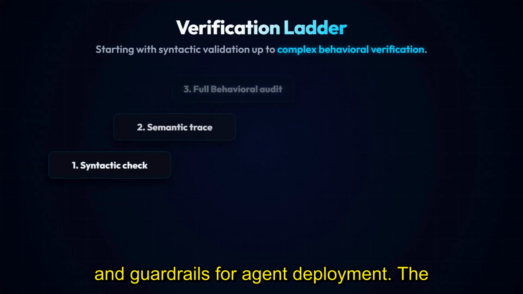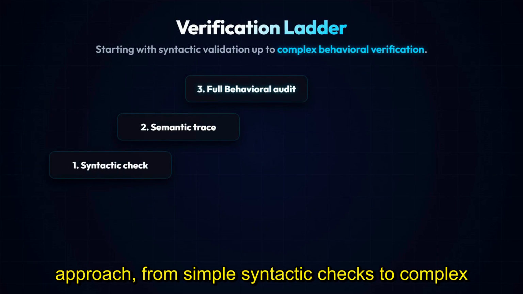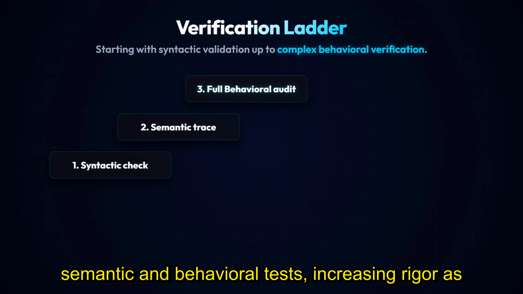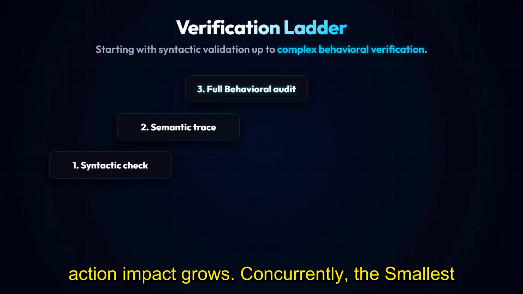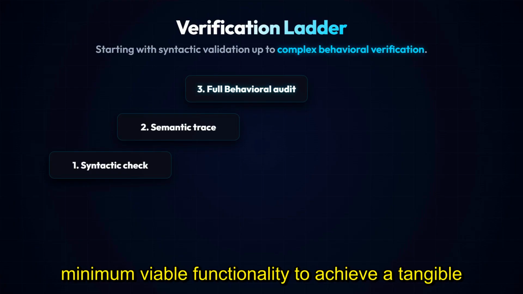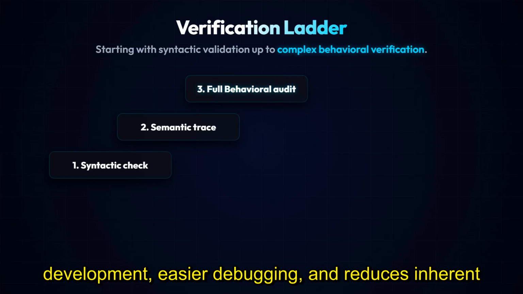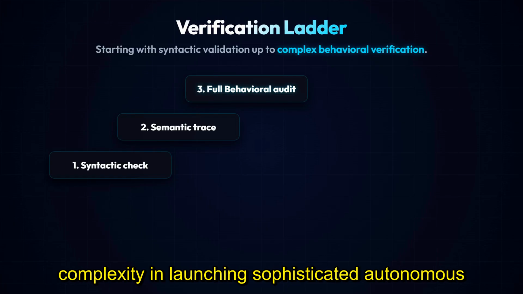The verification ladder proposes a tiered validation approach, from simple syntactic checks to complex semantic and behavioral tests, increasing rigor as action impact grows. Concurrently, the smallest useful loop advocates for designing agents with minimum viable functionality to achieve a tangible goal. This iterative approach facilitates rapid development, easier debugging, and reduces inherent complexity in launching sophisticated autonomous systems, fostering incremental and controlled deployment.